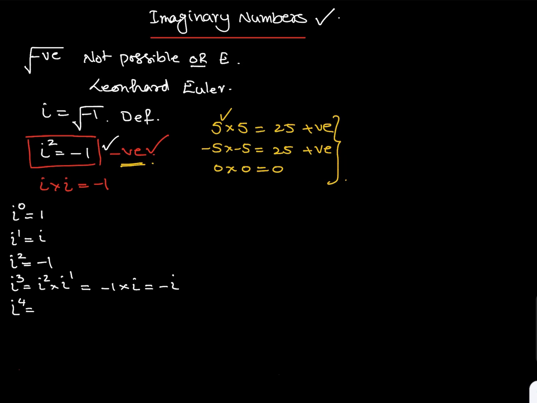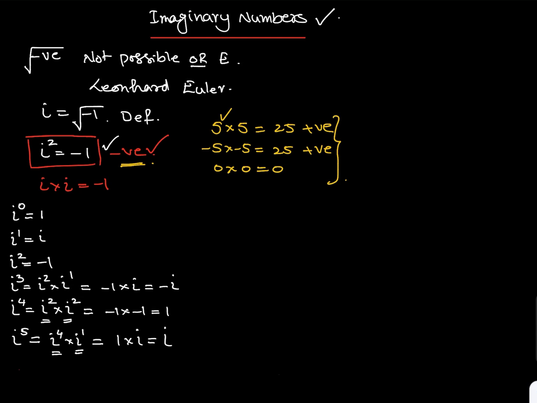i raised to the power 4 is equal to i squared times i squared. Bases are the same, powers are added. i squared equals -1 times -1. This is equal to 1. i raised to the power 5 is equal to i to the power 4 times i to the power 1. Bases are the same, powers are added. i to the power 4 is 1, and i to the power 1 is i. This is equal to i.